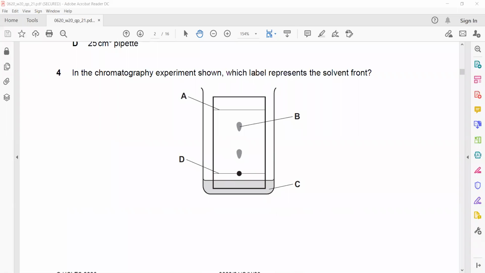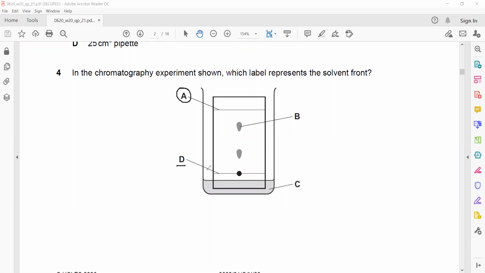Question 4. What could be the right answer for question 4? In the chromatography experiment shown, which label represents the solvent front? Solvent front means the last point where the solvent rises. So A is representing the solvent front.